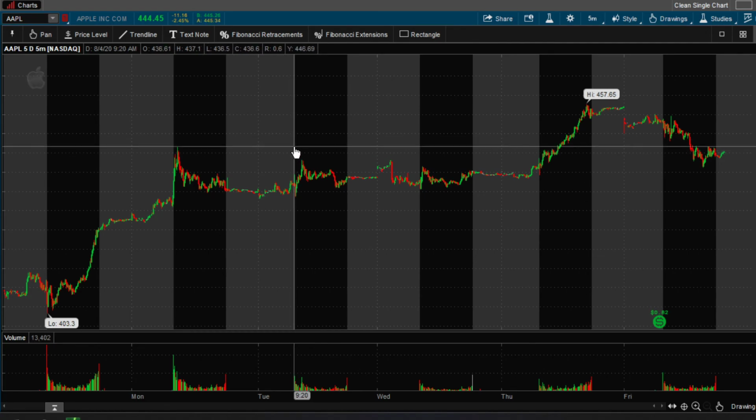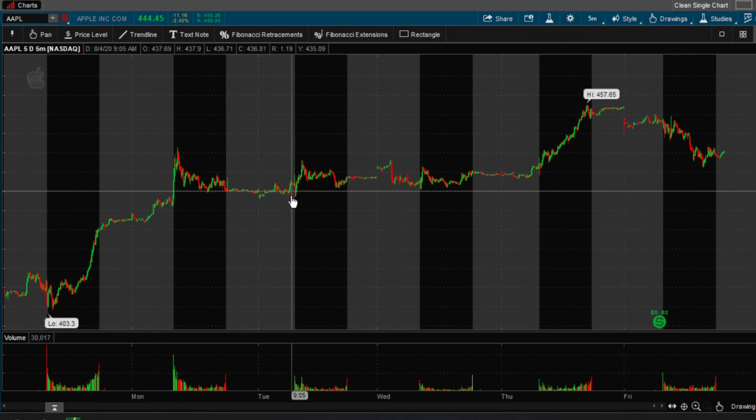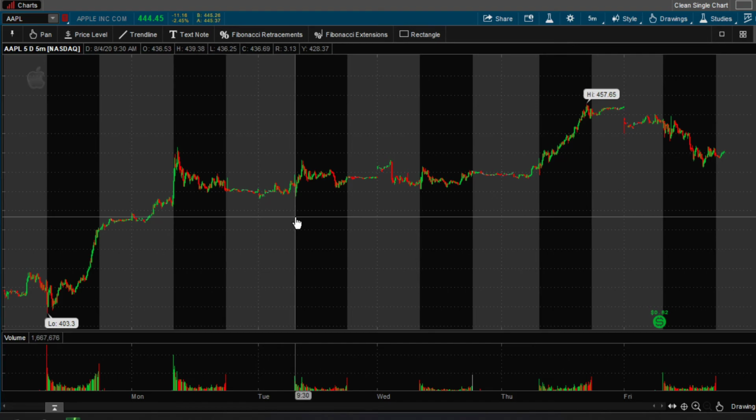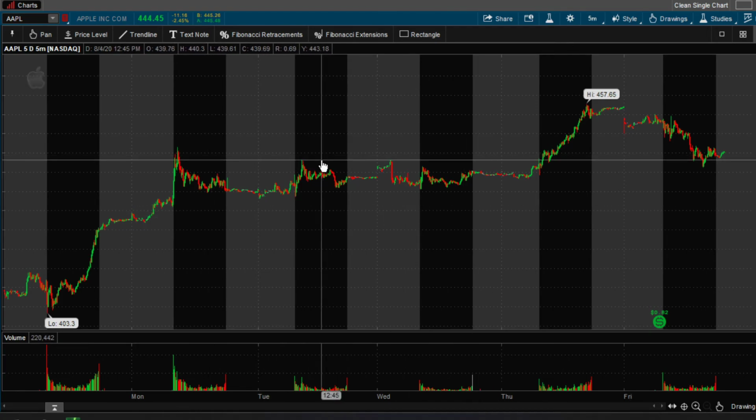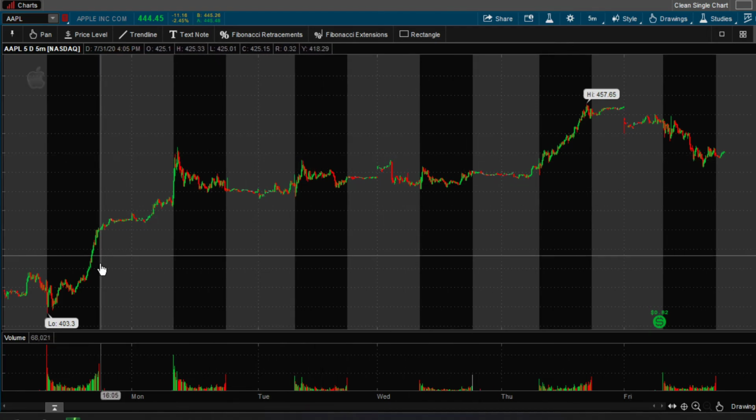Today we're going to talk about the RSI. What is the RSI? RSI is a relative strength index. A lot of investors use this index to speculate if the market is overbought or oversold, or even on a stock, that it shows them if it's overbought or oversold.